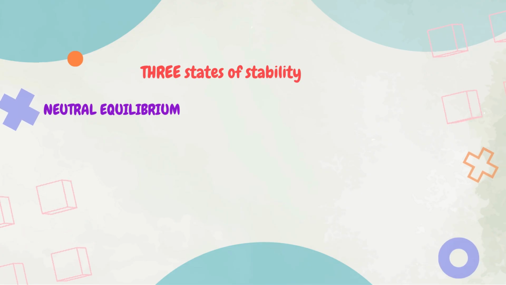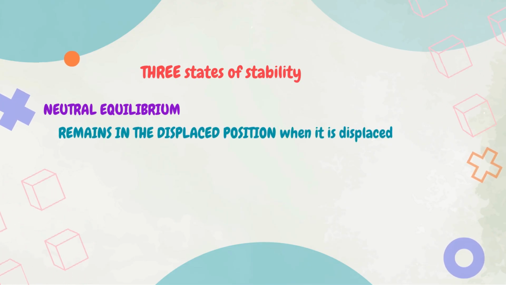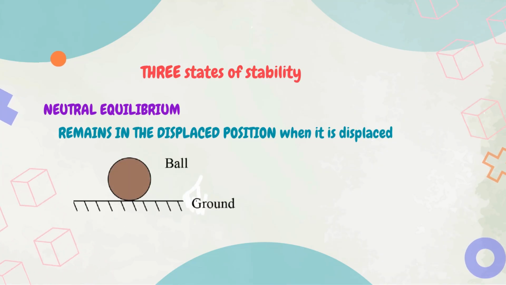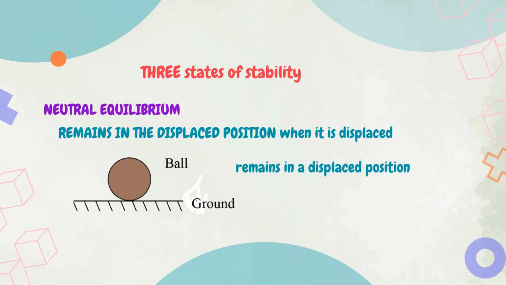An object is in neutral equilibrium if it remains in the displaced position when it is displaced. For example, a ball on flat ground is in neutral equilibrium. When rolled, it remains in a displaced position.